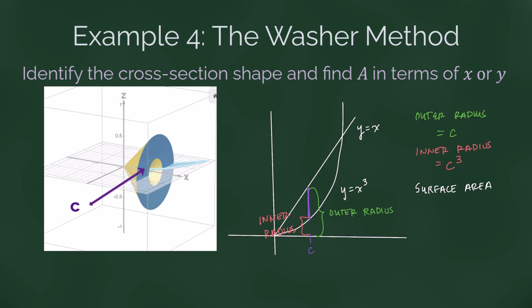Putting that together, we know that the area of our washer, which is the shape of the particular cross-section we formed in this case, is going to be pi times the outer radius squared, which is c squared, minus pi times the inner radius squared, which is c cubed squared. So we see that our cross-section has an area of pi times c squared minus c to the sixth.